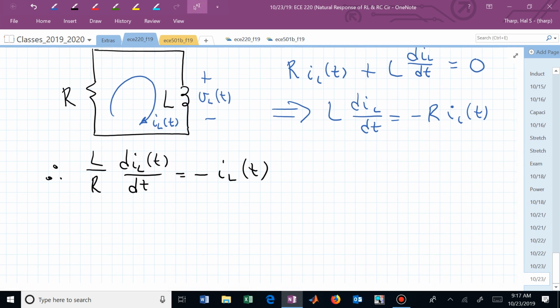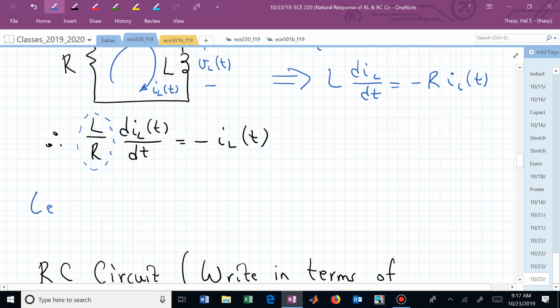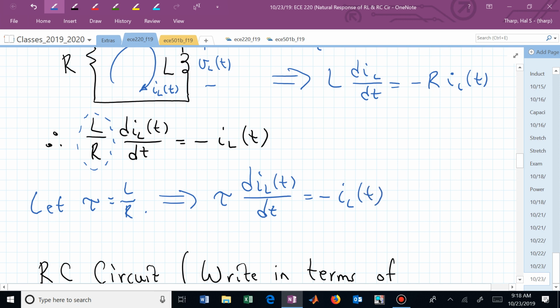And if we really want to preserve the structure, let's just bury that inside another variable. Let's call that ratio of L over R, tau. So now let tau equal L over R. And that allows us to write tau di_L/dt is equal to minus i_L(t).